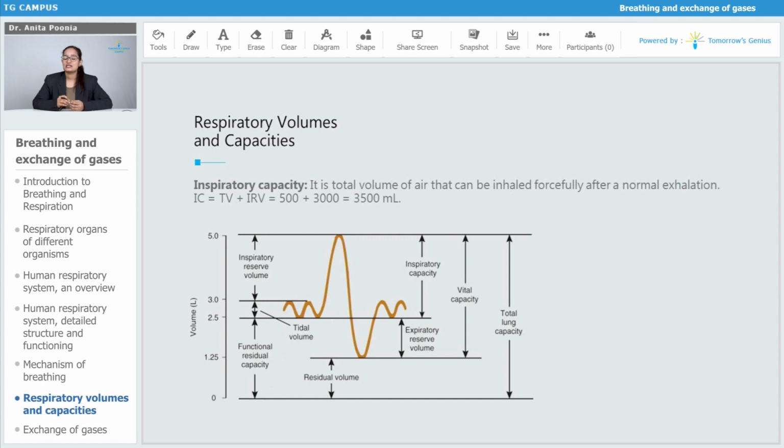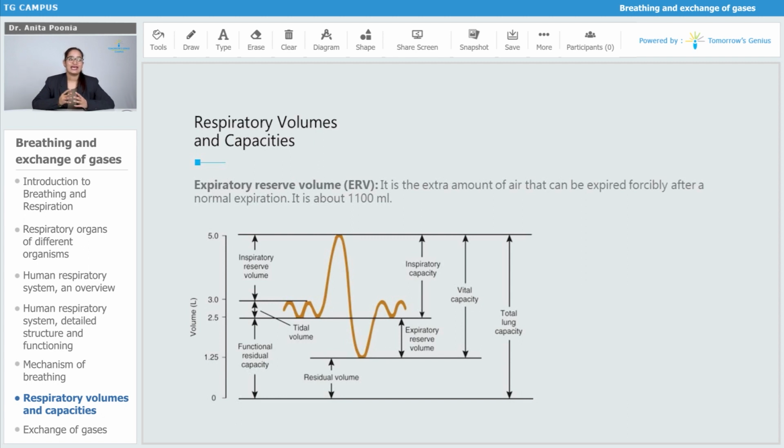And the next is the inspiratory capacity. How do we measure that? So it's the total volume of the air that can be inhaled forcefully after a normal exhalation. So IC equals TV plus IRV, which is a total of 500 plus 3000 gives 3500 ml.